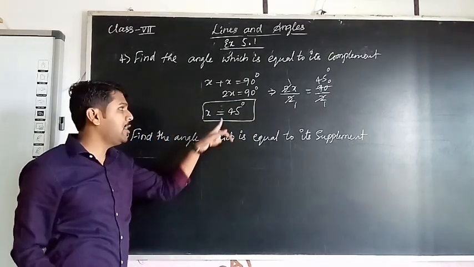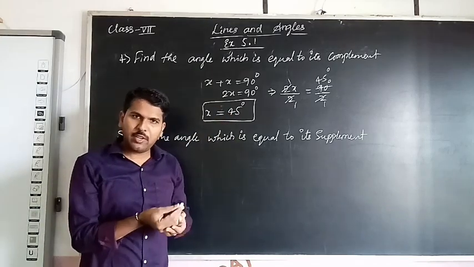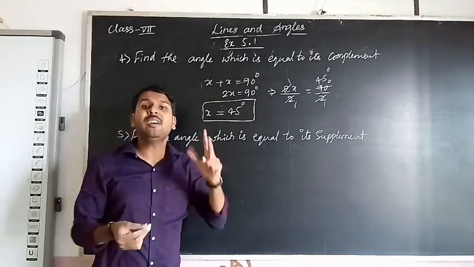So what is the angle? The angle equals 45 degrees. So the complement of this angle is again 45 degrees. No, why? Because 45 plus 45 equals 90 degrees.